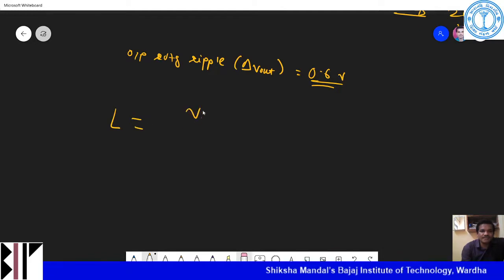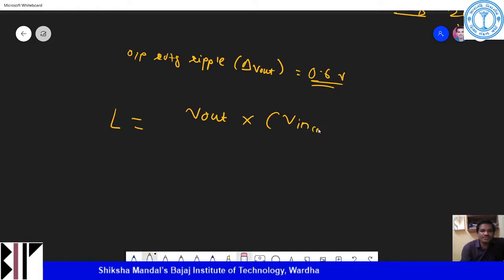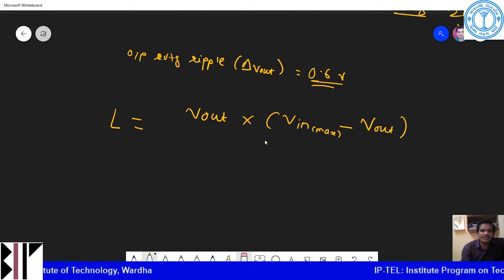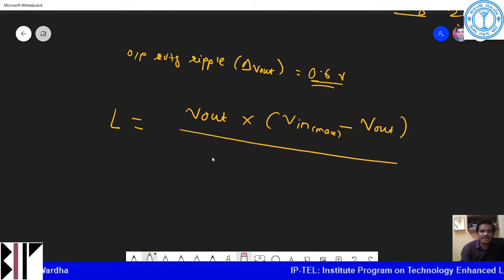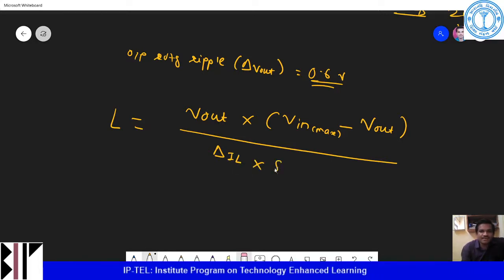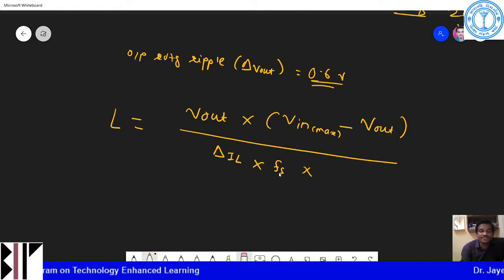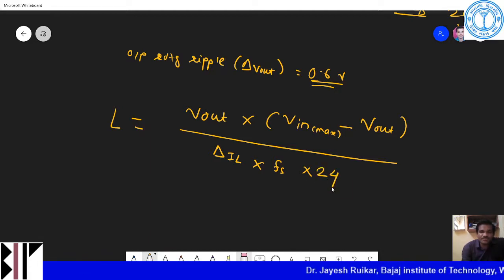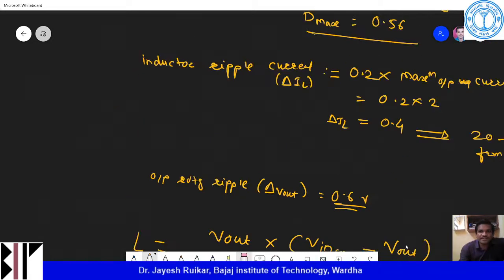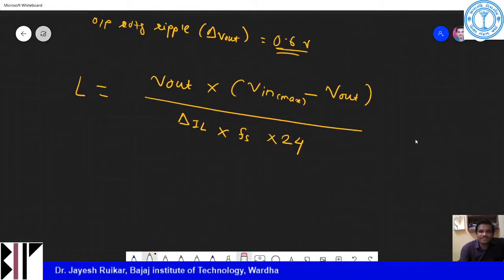The equation of L is V out multiplied by (V in maximum minus V out), divided by the inductor ripple current, delta IL, multiplied by the switching frequency, multiplied by V in max. Sorry, it's not sampling frequency, it's switching frequency. So here we need to know what the switching frequency is.